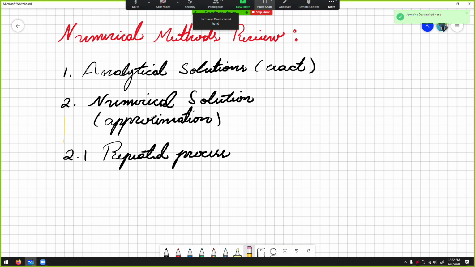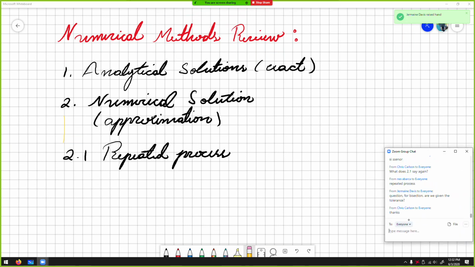Question: for bisection, are we given the tolerance? No, you don't need the tolerance as far as code. There's going to be a question that has to do with tolerance, but you will not be given a tolerance. There is a way for you to calculate a tolerance depending on the number of iterations. That can be a question on the exam, but you will not be given a tolerance, because the whole idea that we use tolerance is a stopping point for our code. It's like, we have achieved a good enough solution, let's stop, because your code will never stop. These numerical solutions are, yeah, exactly.